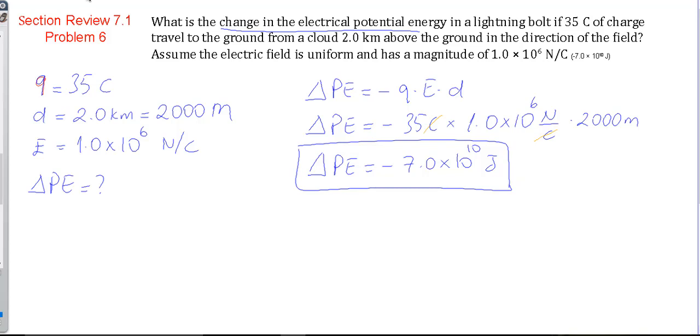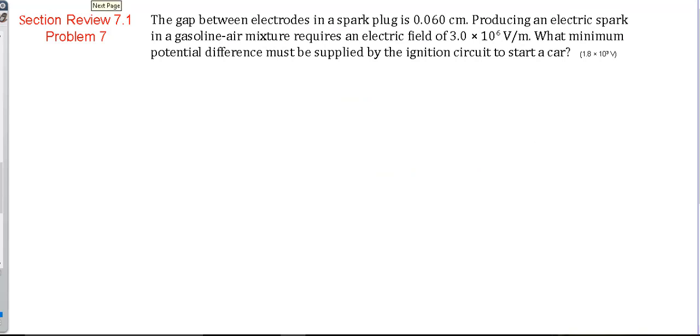Another question, 7. The gap between electrodes in a spark plug is 0.06 centimeters. D is given, it is equal to 0.06 centimeter. If we convert it to meter, it will be 0.0006 meter. I divide it by 100.